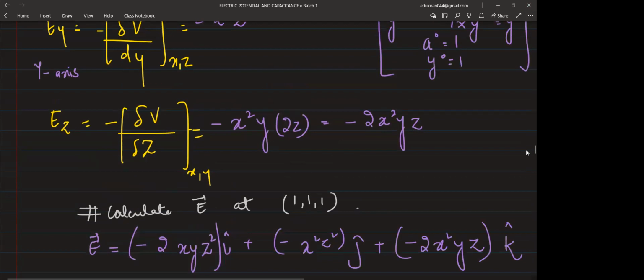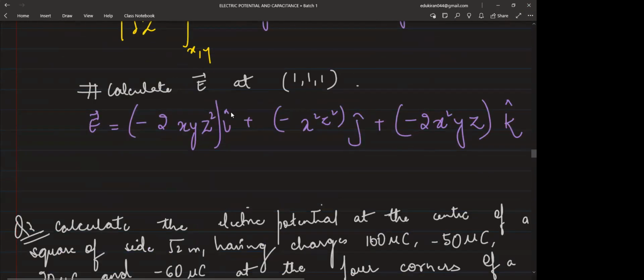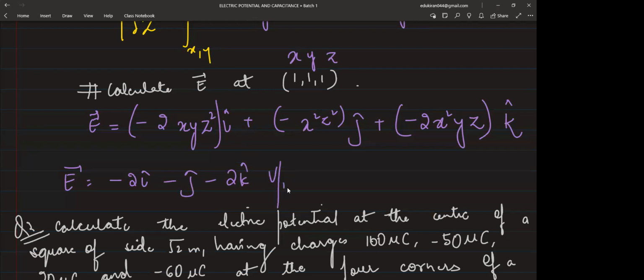Fine. Now the question has one more part. It says calculate the electric field at 1, 1, 1. This means x, y, and z. So the electric field will be: this is 1 into 1 into 1, minus 2 i cap. This is minus 1 into 1, minus j cap. This is minus 2 k cap. So this is our electric field. Because the vector was asked, this much is enough. Had it asked for the magnitude, we would have calculated the magnitude using the under root form. Write it down too.